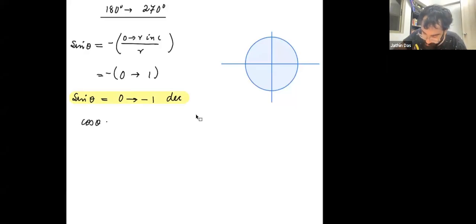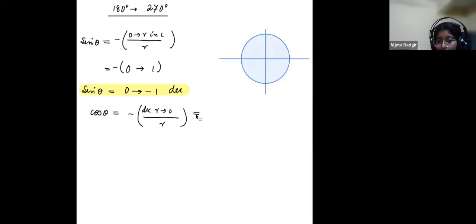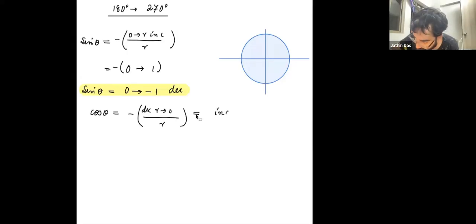Then cos theta. You don't have to learn this by heart, as a coach I'm telling you, don't worry. I'll plot the graph tomorrow, and then you remember the graph. Everything is easy. Cos theta is also negative here, so I'll take the negative outside, divided by R. Cos is the perpendicular distance here. So it decreases from R to 0, so basically it increases from minus 1 to 0. That's it. Now, this is cos.